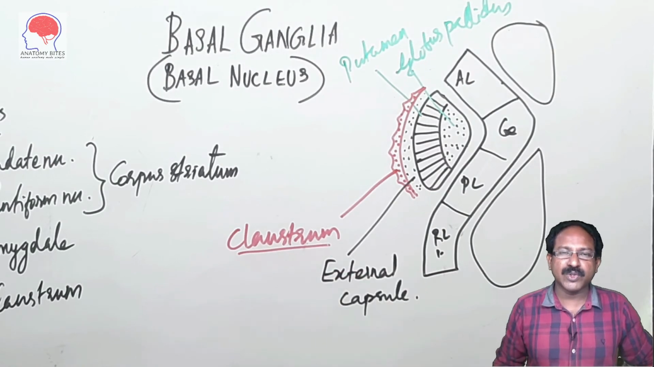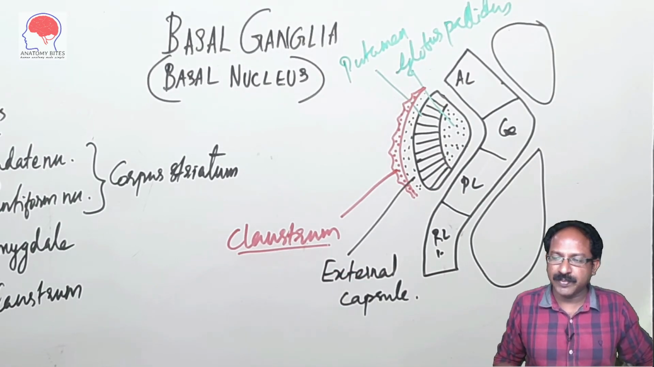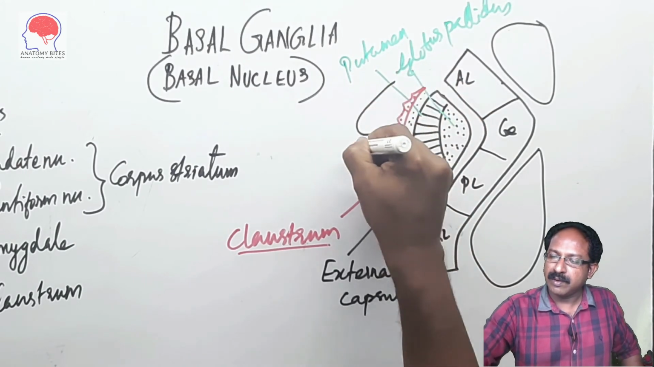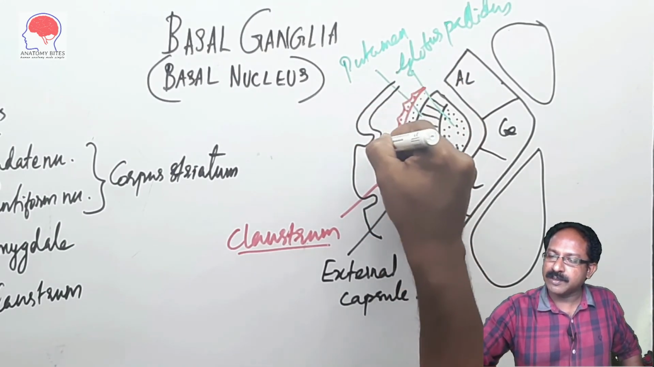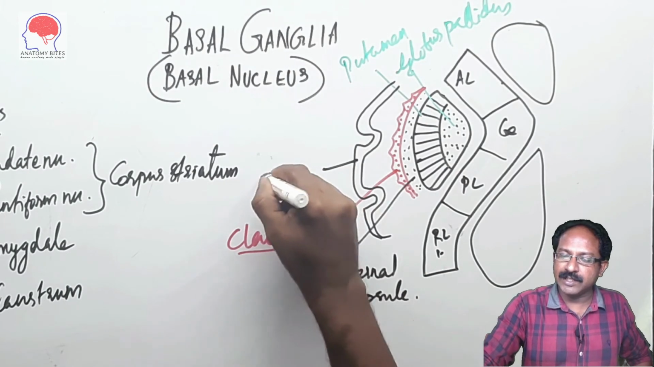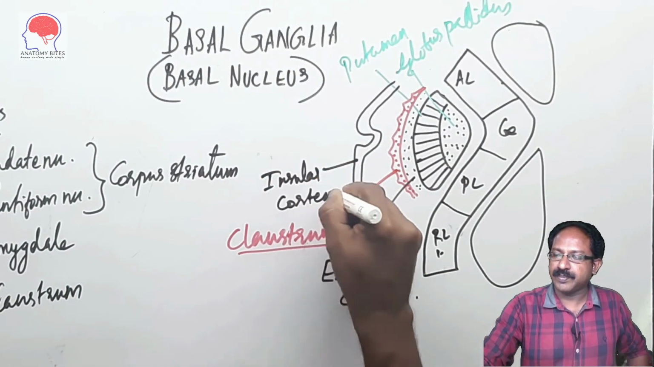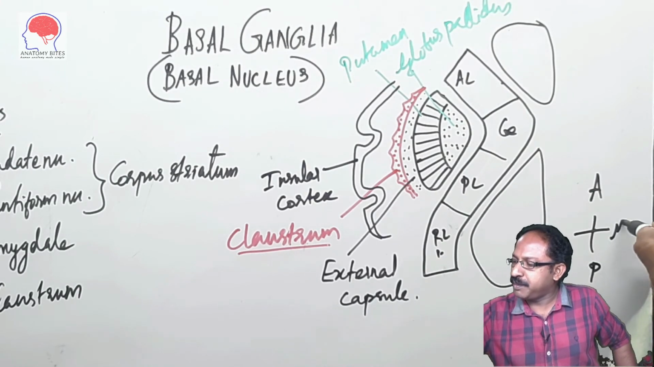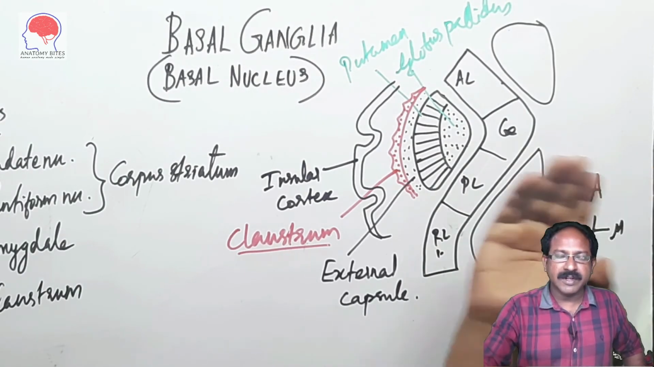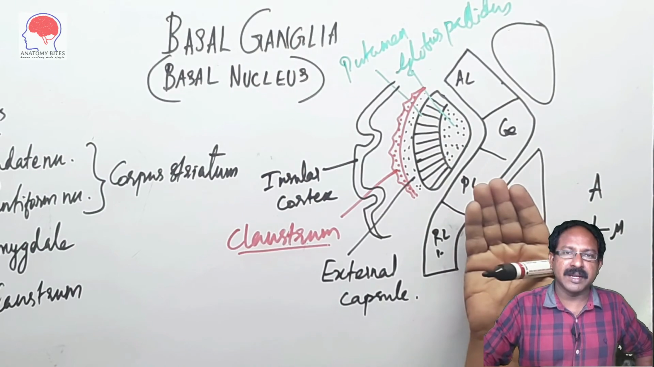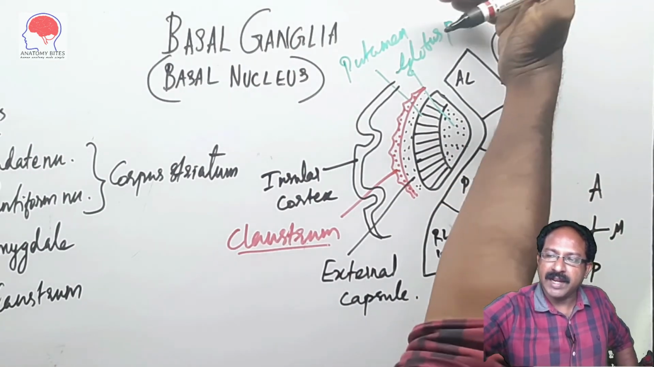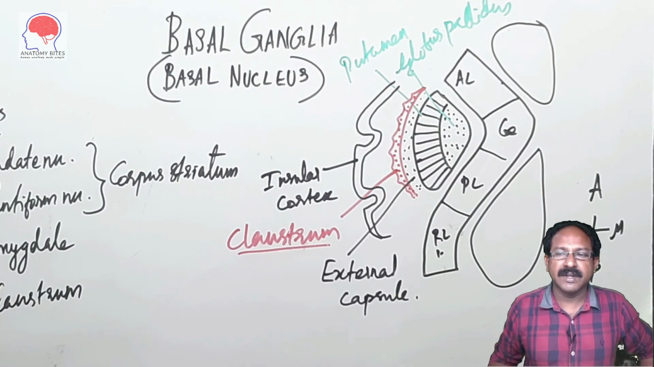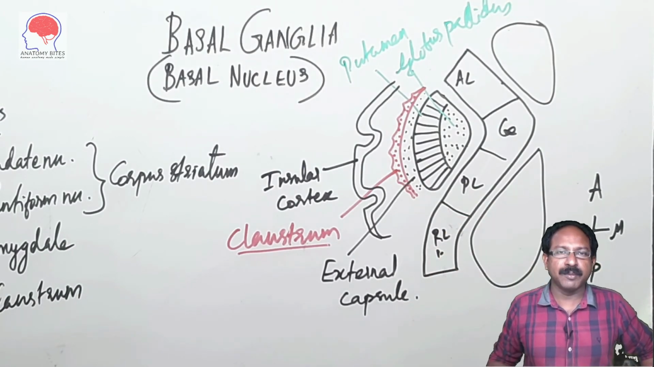The function of the claustrum is not clearly understood. Again, lateral to the claustrum, there is the insular cortex. So this is the insula. The orientation: anterior, posterior, medial, and lateral. After taking a horizontal section, we are looking at this diagram from above. This is anterior, posterior, medial, and lateral of the left internal capsule and the structures forming the basal ganglia.